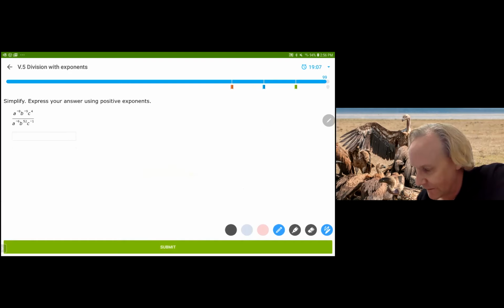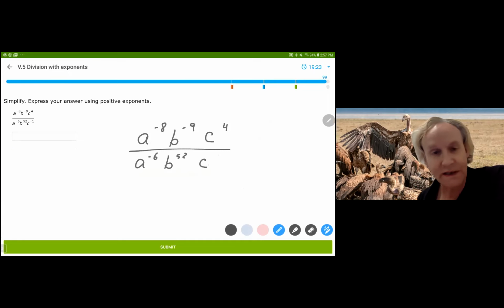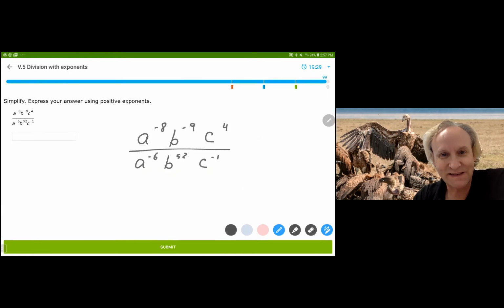Took a long time. All right, I'm going to write it all out for you. A to the -8, b to the -9, just so you can see it. C to the 4th, all over a to the -6, b to the 52, c to the -1. What I'm going to do is I'm going to recommend that people go to the very last question so that they can see how to do the really hard ones. So what I'm going to do is I'm going to move all the negative exponents to the other side of the division line and change all their signs, because a negative exponent means a reciprocal.